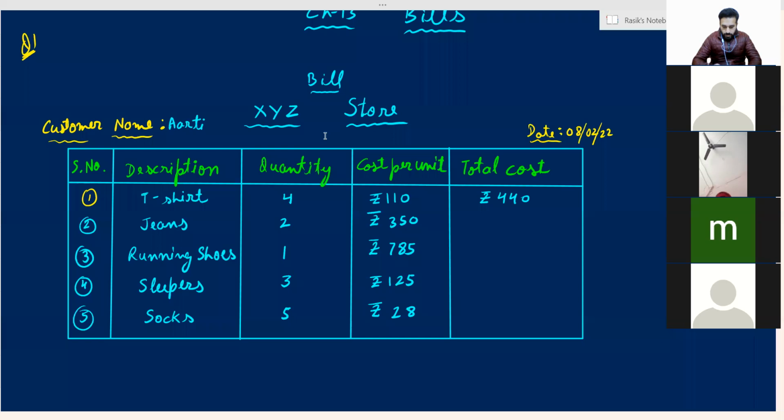I have also sent. Anshuman, very nice. Very good. Absolutely right. So I think you all have understood how to do it. Very good. Excellent. I'm very impressed. At the top, you can write the heading Bill also. Okay. Bill, and then the name of the store.